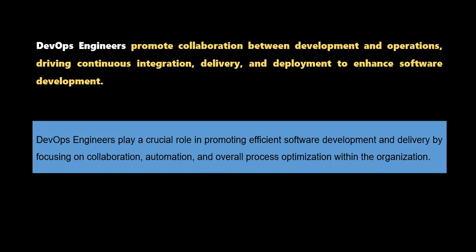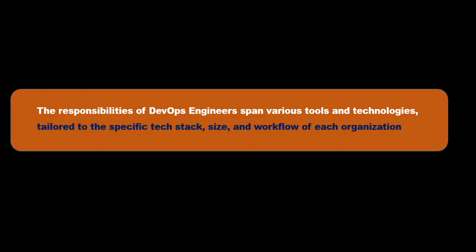All right, so DevOps engineers are very crucial, right, because they foster this seamless collaboration between development and operation teams. They break down traditional silos and promote a unified cross-functional approach to building and delivering software. So basically, the responsibilities of a DevOps engineer span various tools and technologies tailored to the specific tech stack, size, and workflow of each organization.